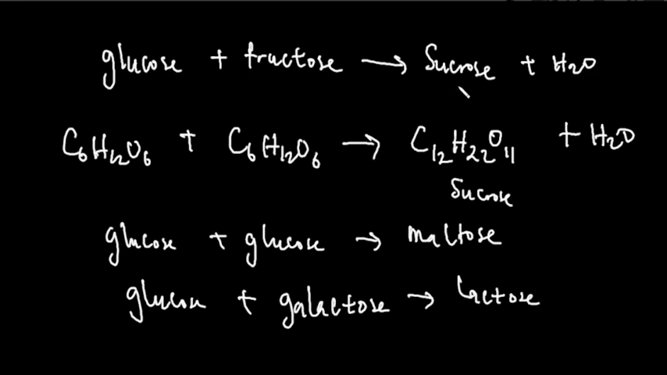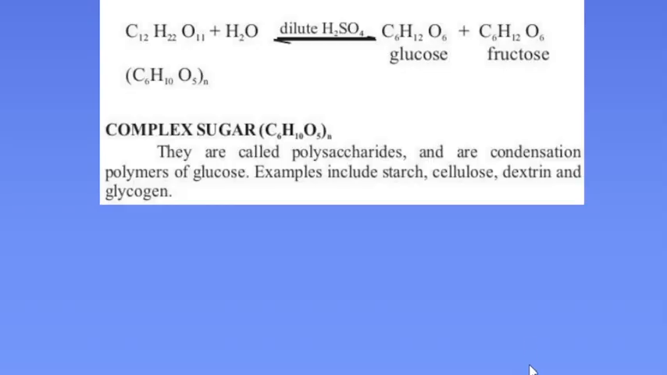So sucrose is your normal sugar, the sugar that we use basically, and the sugar in sugarcane. Maltose is basically the sugar that is found in your barley, your wheat, your malt. And then finally, lactose is your milk sugar. With that said, let's move ahead.